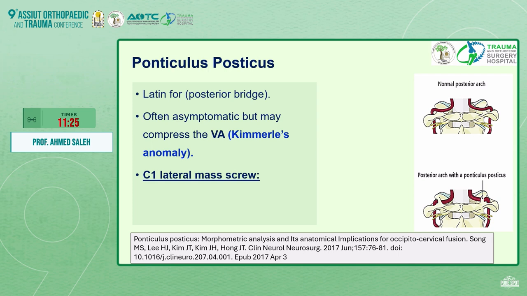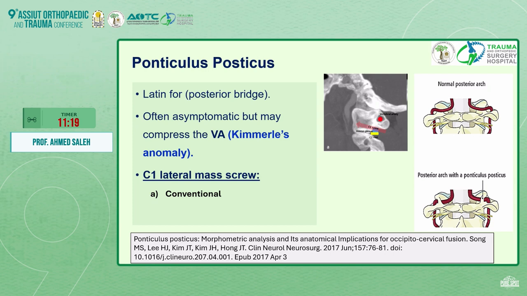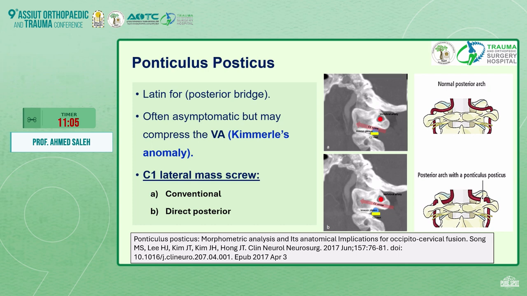It comes to a very important surgical point when we proceed to insert the C1 screw. As we know, the C1 screw can be inserted in the conventional way between the posterior arch of C1 and the lateral mass of C1, or by the direct posterior approach, and here ponticulus posticus carries a severe risk for the vertebral artery if misjudged as a wide enough C1 arch, so you can go through directly to the vertebral artery. So its detection in the CT is very important for lateral mass C1.